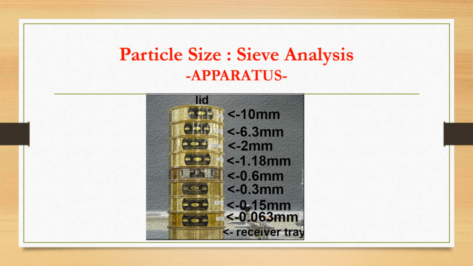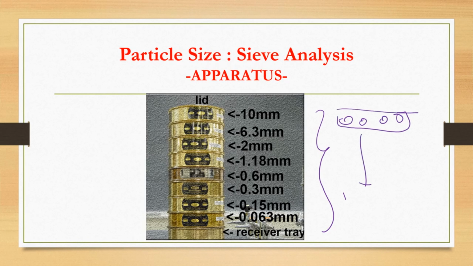This is the apparatus for sieve analysis. Test with the following aperture sizes, or the equivalent standards may be used. What you need to do is arrange the sieves. The sieve with the big apertures will be on the top, followed by the small apertures, and finally we have the tray here.